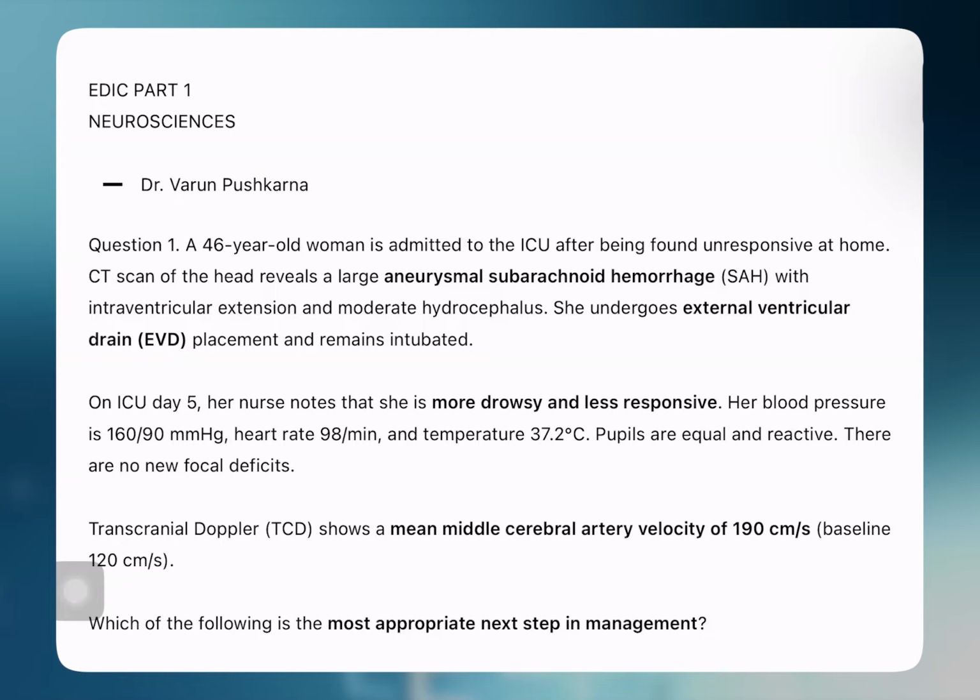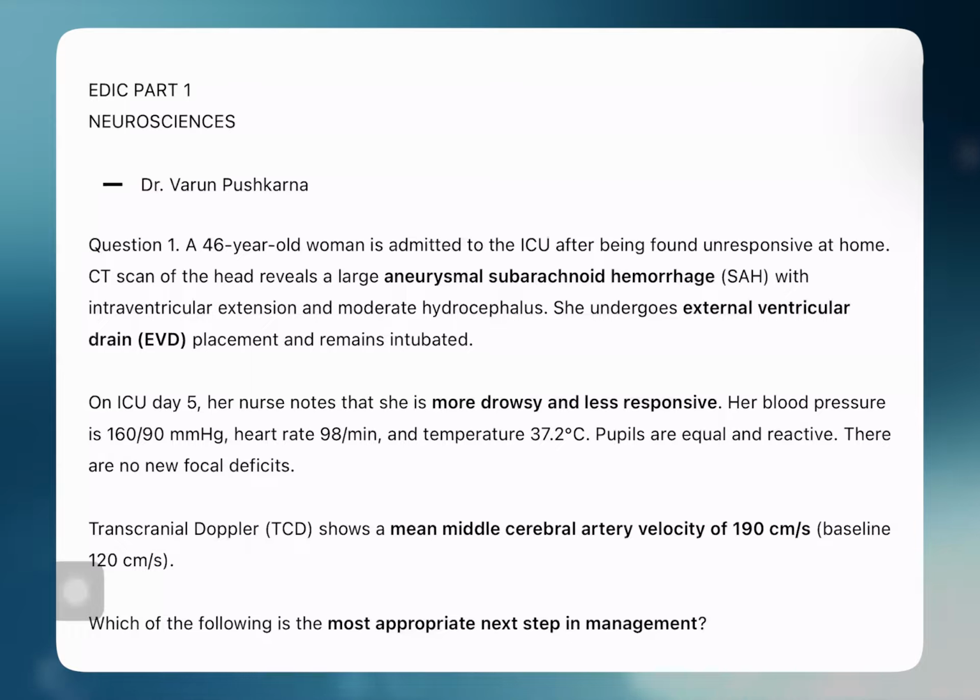Vasospasm. Okay, that's a learned answer. Anything else that you can think of in the given scenario? She has an external ventricular drain. She is more drowsy and less responsive. The pupils are equal and reactive with no new focal deficits. Then why do we think it is a vasospasm?